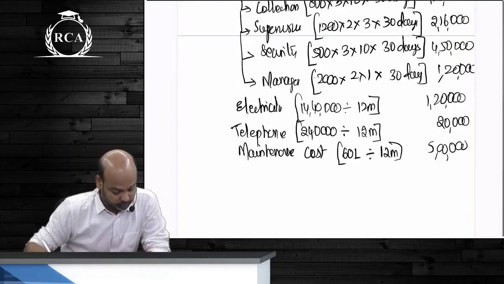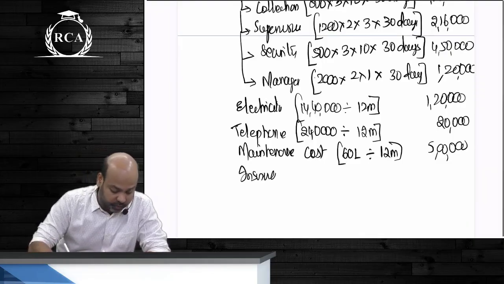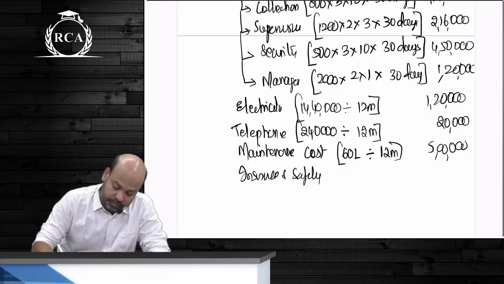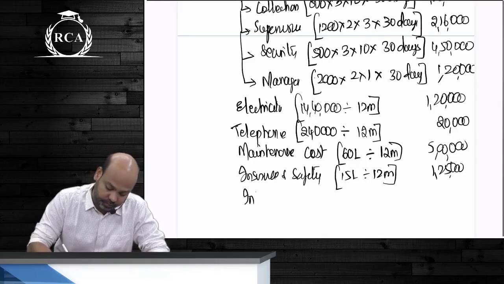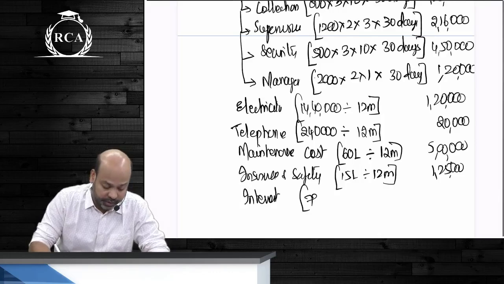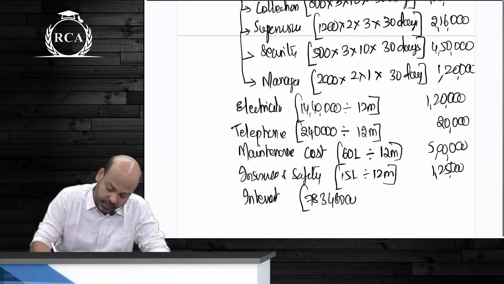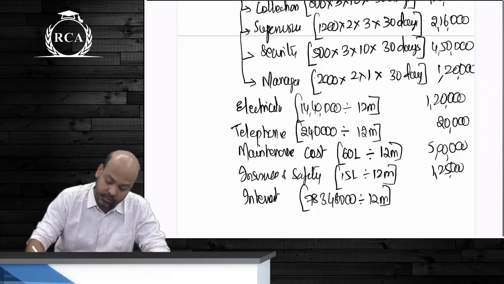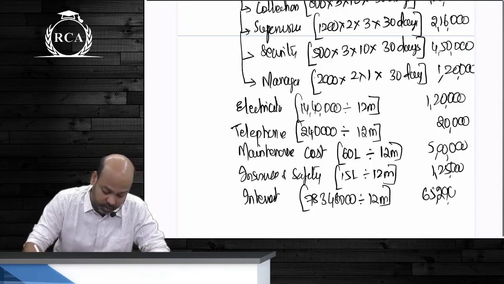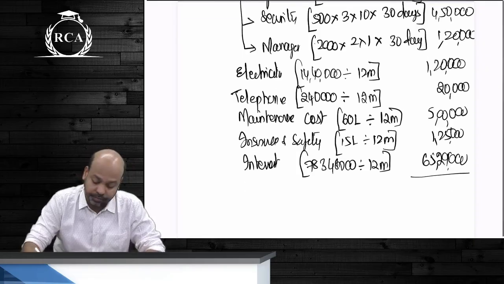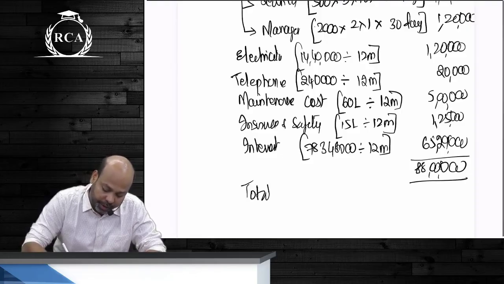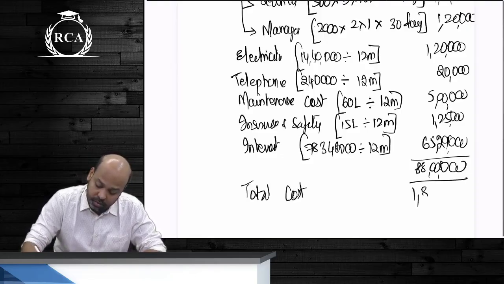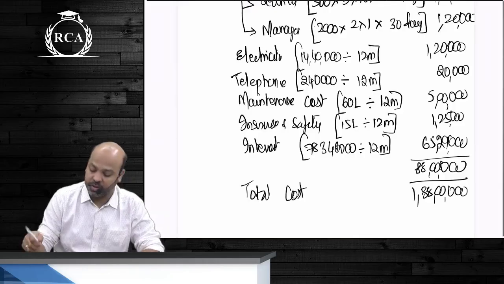Next, insurance and safety cost. Interest: 7 crore 83 lakh 48,000 divided by 12 months. All put together, beta. Exact. Total cost for the month including depreciation, beta, is 1 crore 88 lakhs. This is the answer to the first bit, guys.